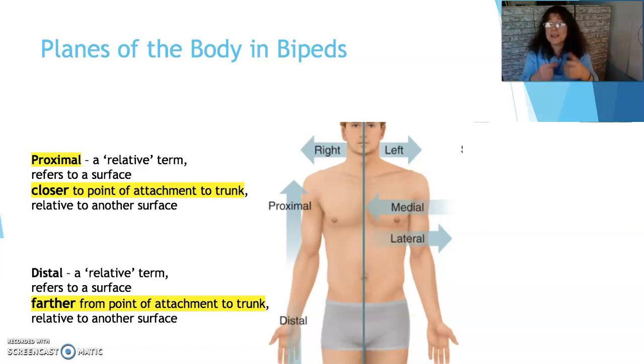Again, these are all degrees. You could have a surface that is proximal to the point of attachment, and you could have a surface that is distal to the point of attachment. And you might describe just about any event as being proximal or distal when you're talking about the arms especially, and the legs, when you're talking about the appendages.